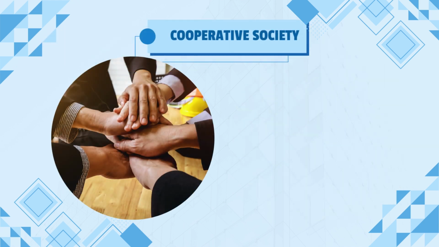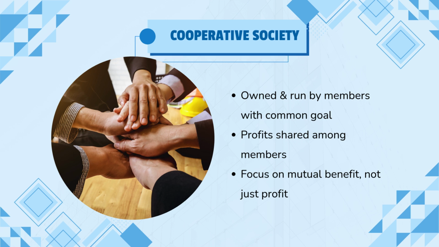Next, we have a cooperative society. This is owned and run by its members. Usually, the members have a common goal, profits are shared among the members, and the focus is on mutual benefit, not just profit. For example, the circus.